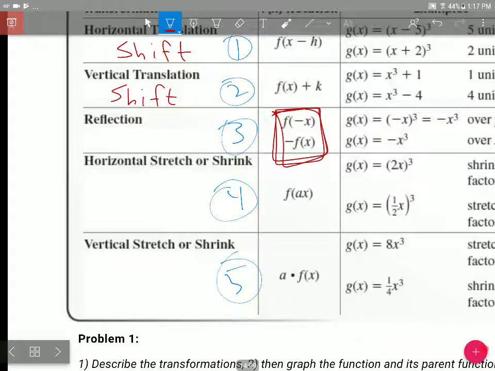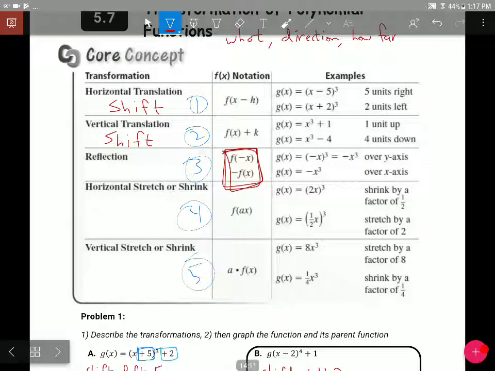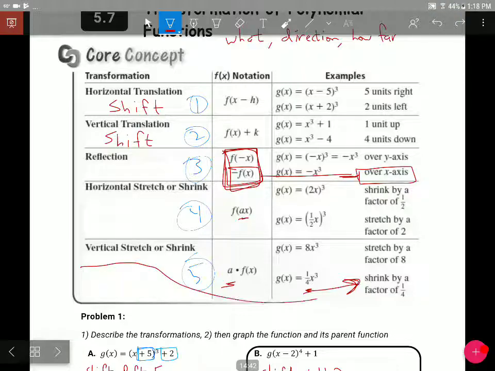All right? So is the negative inside or outside? It's outside, so it's going to reflect across the x-axis. Okay? The negative is on the outside, so it's a reflection across the x-axis. The 1/4, is it on the inside or is it on the outside? Outside. It's on the outside, so it's a fraction. It's a shrink. It is a vertical shrink by 1/4.